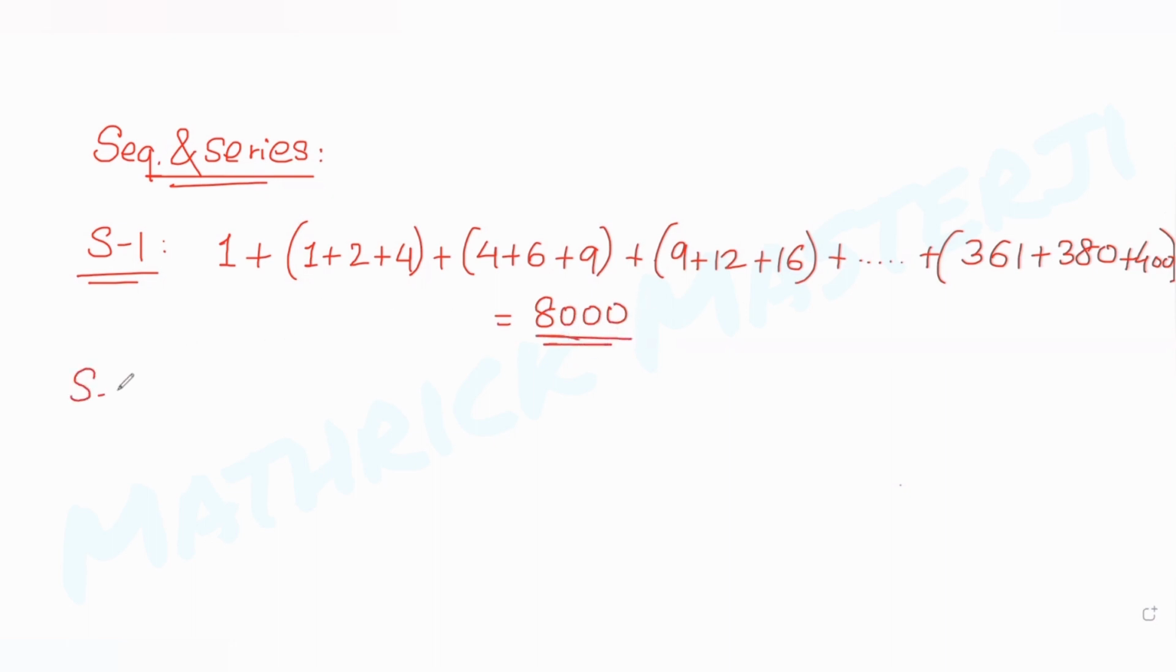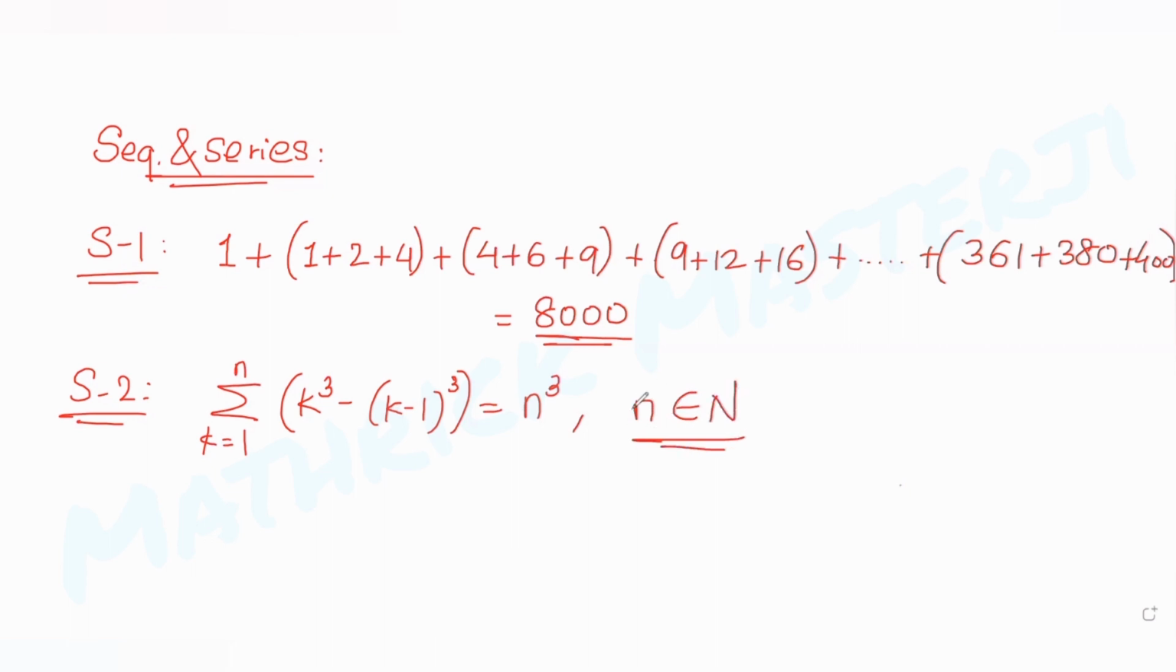And statement 2 is telling us the summation of k equals 1 to n of k cube minus (k minus 1) the whole cube. The summation of this entire expression is given to us as n cube, and that's valid for any natural number n. So n belongs to the natural numbers.